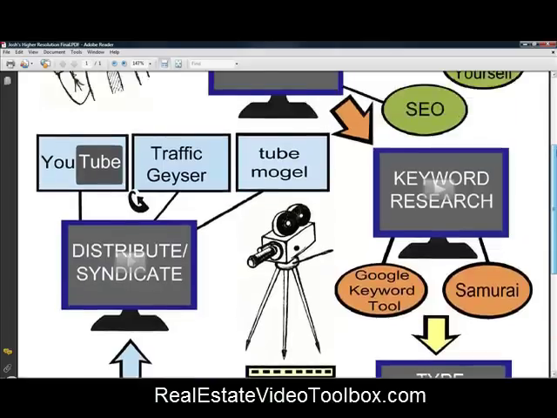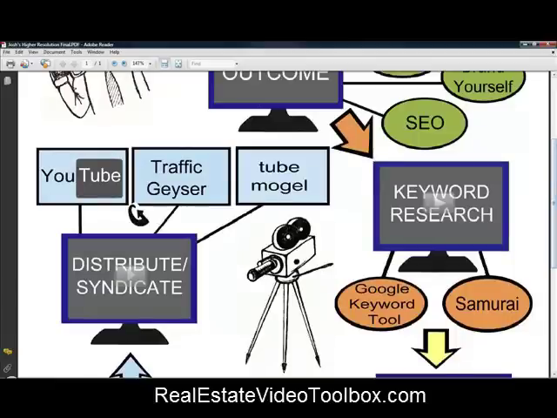And then the last step is to distribute or syndicate. I give you 3 ways that you can do that. There are lots of video sharing websites all over the net. The number one is YouTube. I'm sure everybody watching this has heard of YouTube. The interesting thing about YouTube is it's actually the 3rd most trafficked search engine. People will go to YouTube and type searches into the search bar looking specifically for videos. So it's very powerful, and it's owned by Google, so obviously there are some advantages there too.